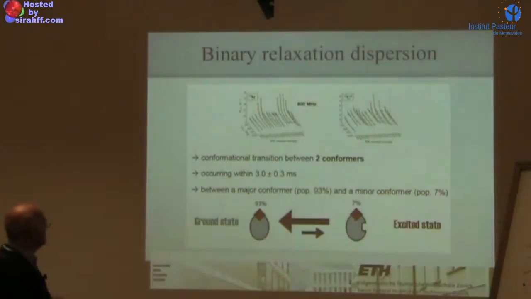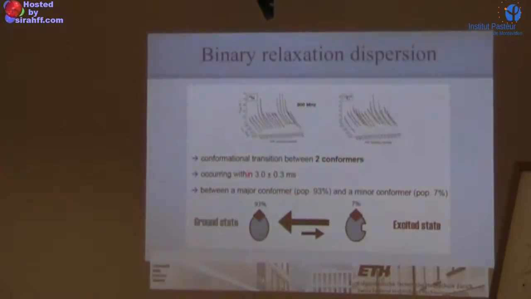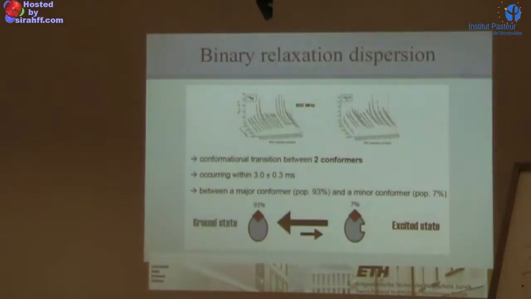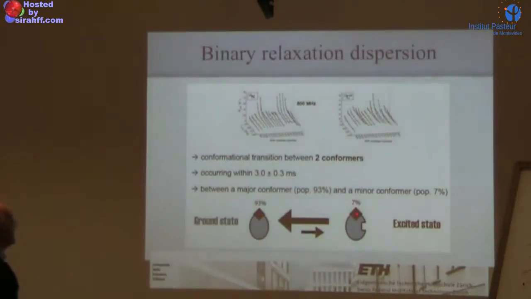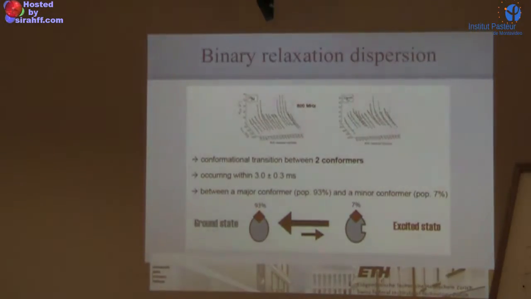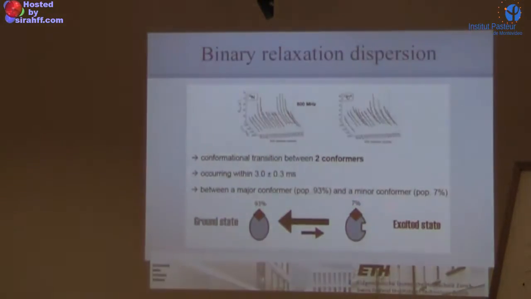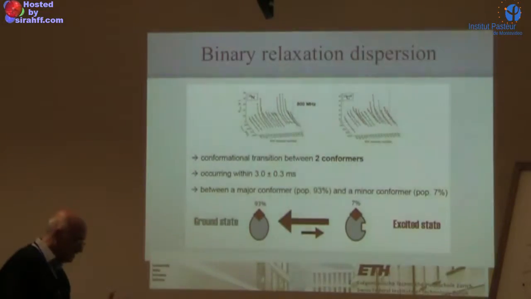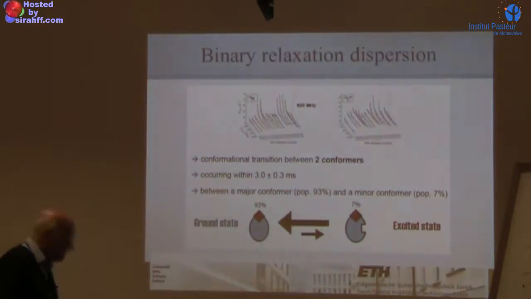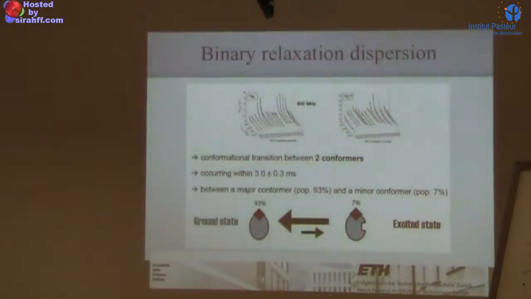at which it takes place. So, it will be a factor of three. And roughly, they can say 7% of the time it is in the excited state, 92% of the time it is in the ground state. And the question is, what is the nature of the excited state, and is it somehow related to the ternary structure or not?